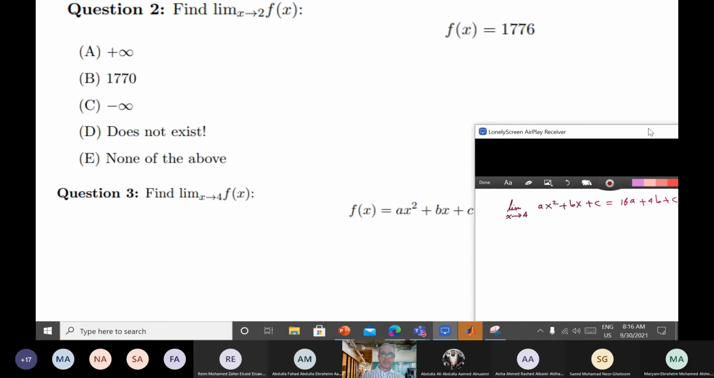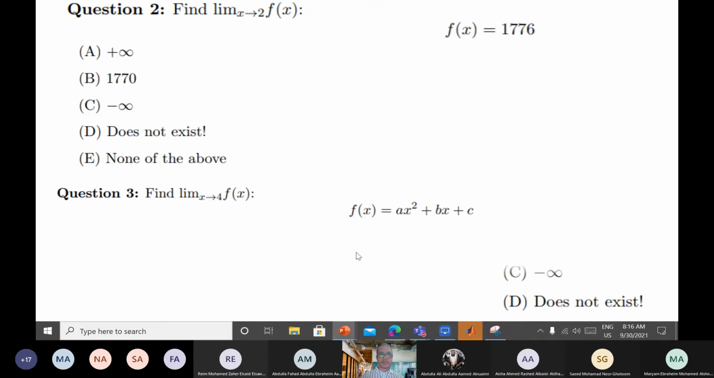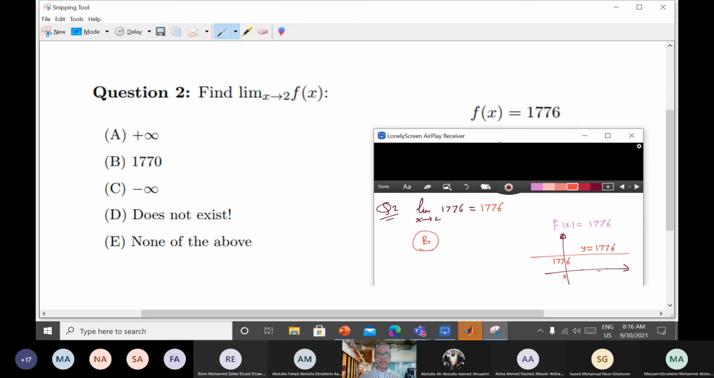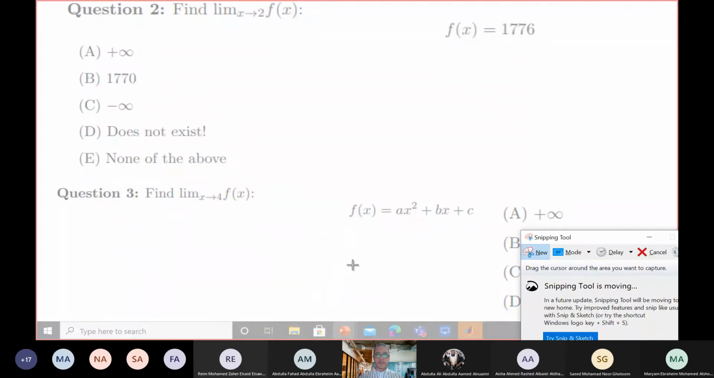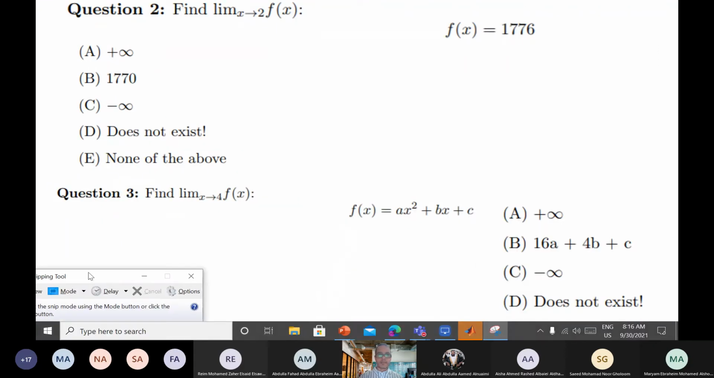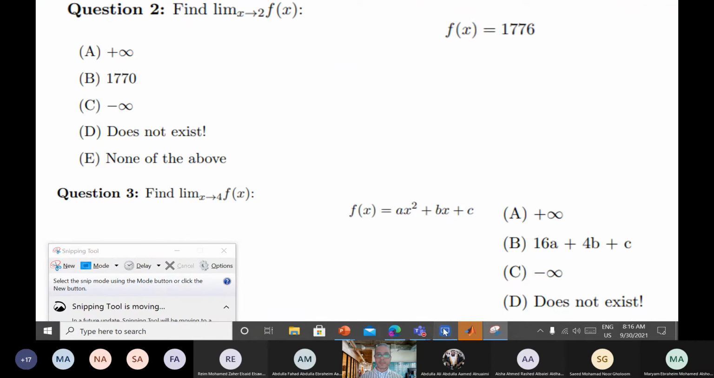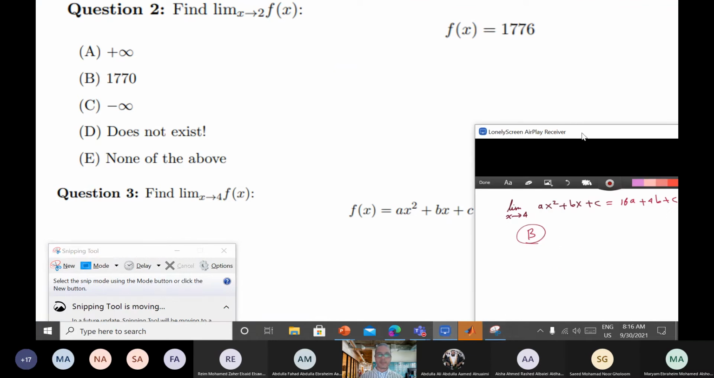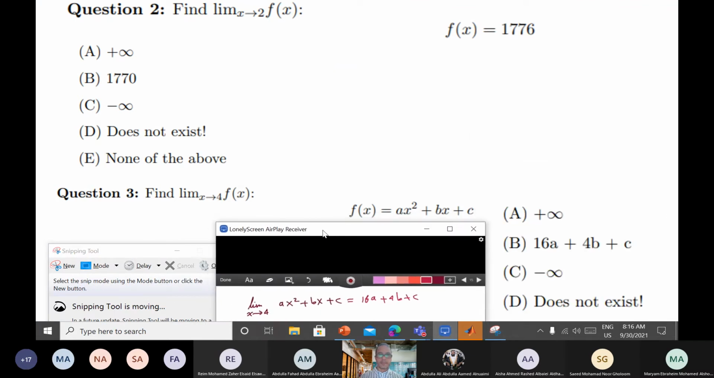If you have a multiple choice, so the right answer will be what? B. So yes, in a quick way, you can get the right answer with this one. So the right answer is B.